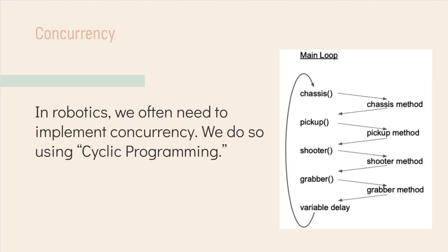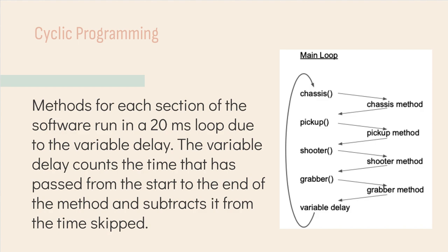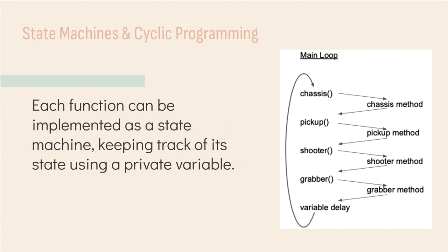In robotics, we often need to implement concurrency. We do this using cyclic programming. Methods for each section of software run in a 20 millisecond loop due to variable delay, which is 20 milliseconds. The variable delay counts for the time that has passed from the start to the end of the methods and subtracts the time skipped so that the CPU is shared.